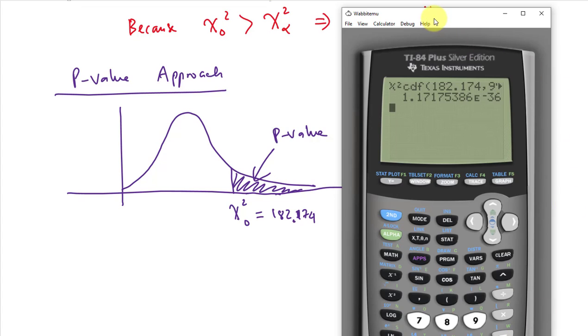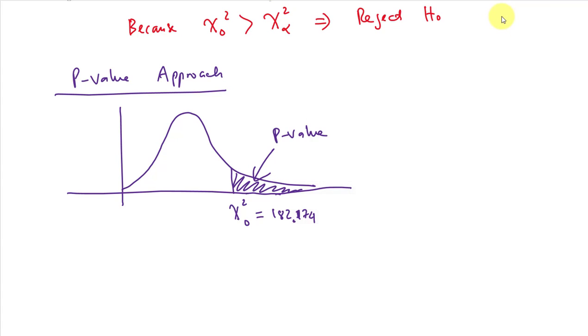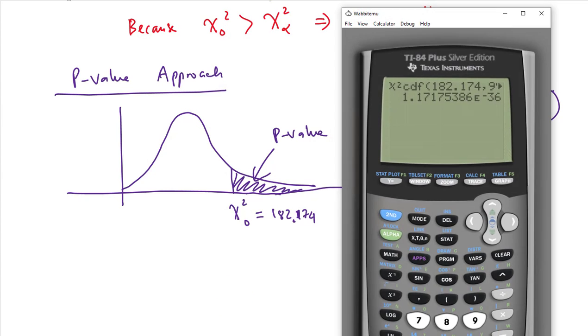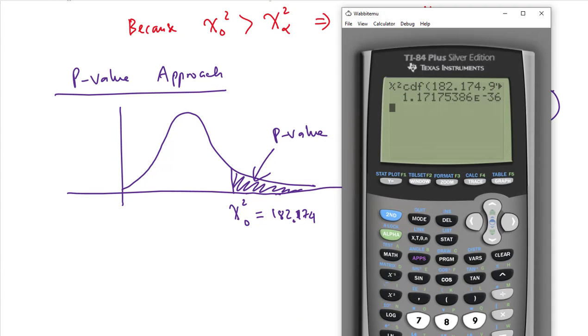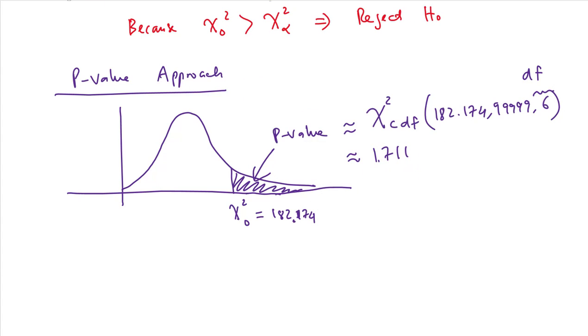And this is 1.171 times 10 to the negative 36. So let me do that. Chi-square CDF, we go from 182.174 all the way to 99999, and then the degrees of freedom. This is the command that we are using, and you get the answer of 1.171.